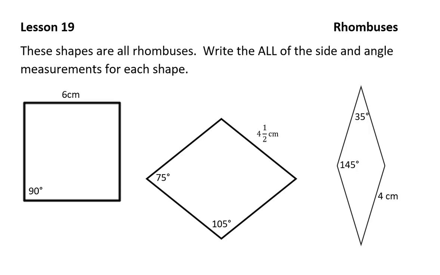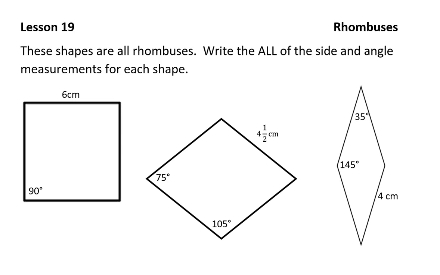This tutorial is for 5th grade, Module 5, Lesson 19. In this lesson, we'll look at the attributes of a rhombus. Through an activity that we've done in class where we measured shapes and measured their angles, we found out that a rhombus has 4 equal sides and the opposite angles of a rhombus are congruent.